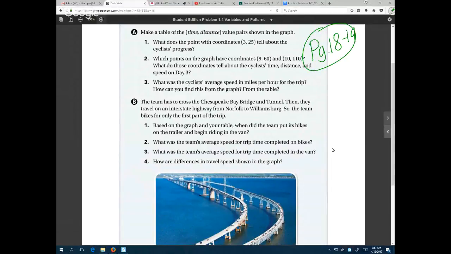Your graph is on page 18. All the questions are on page 19. So you're going to have to look at both pages in order to solve it. Okay? So it starts on page 18. Emily, question. Question 1, go ahead.